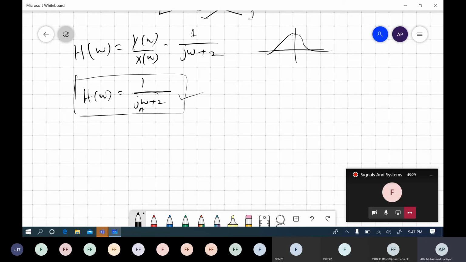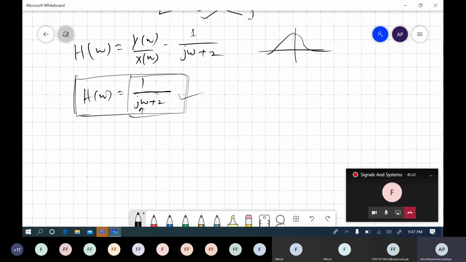Now what does the system do each time? Whenever we take an input, we always multiply the input with this particular frequency response of the system to get the desired output, right? Okay.